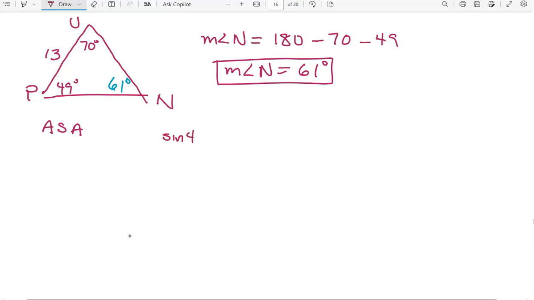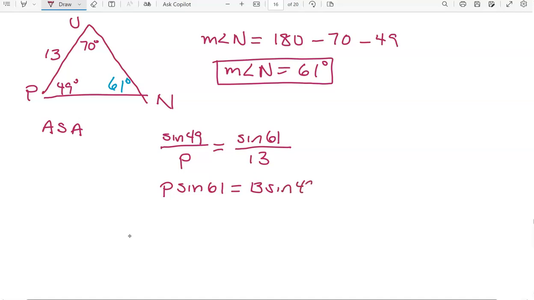So sine of 49 degrees divided by the opposite side, which we'll call P since that's opposite angle P, is equal to the sine of 61 degrees divided by the measure of the opposite side, which is 13. Cross multiplying, P times the sine of 61 degrees is equal to 13 times the sine of 49 degrees, and P is 13 times the sine of 49 divided by sine of 61.